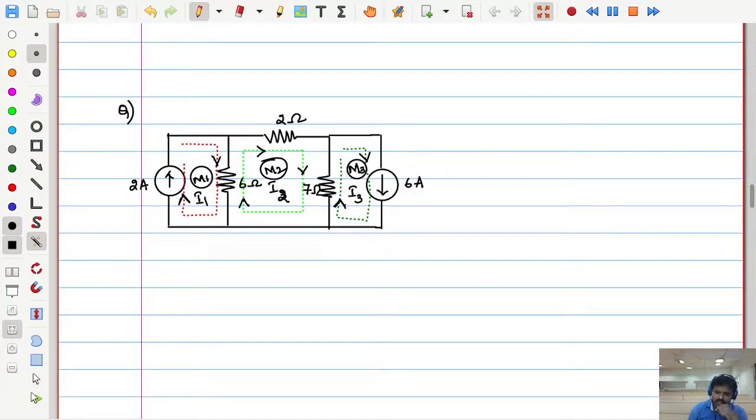Now let us start to write the KVL for mesh 1. What do we do? The moment I started my journey here, I came across a 6 ohm stop. There I need to collect the voltage parcel. How much is the voltage of that friend? That friend is common for me and you, so I'll write 6 into (I1 minus I2). So one stop we passed, then we continue our journey.